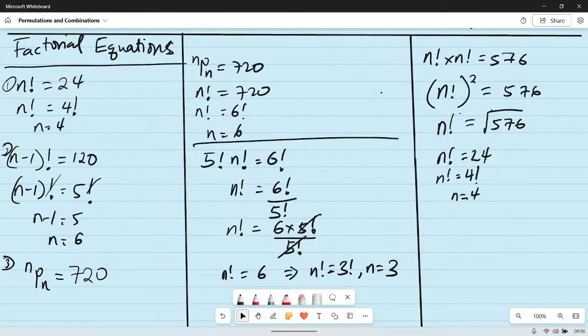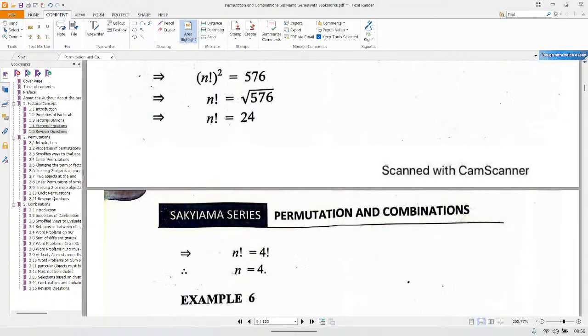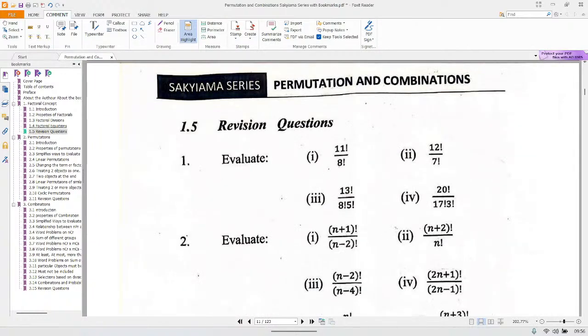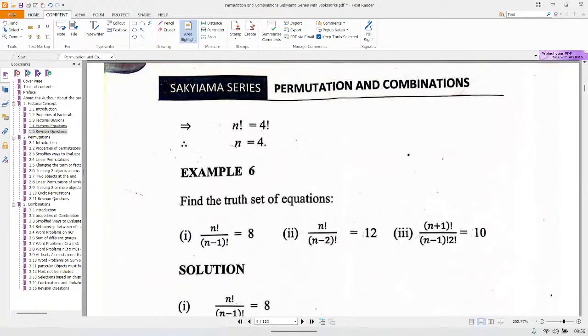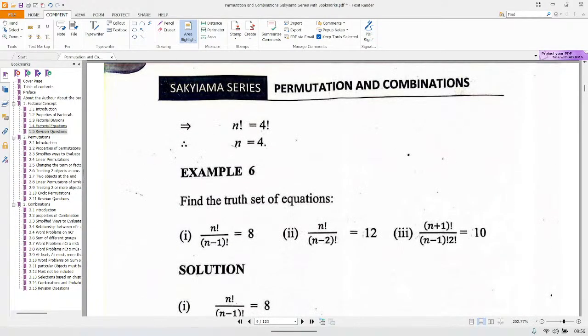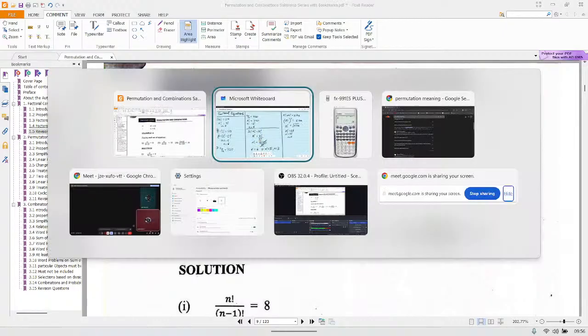Okay, so I'll give you questions that you do on your own, and let me see if you've understood the concept well. I think after this one, there are no more examples. Revision questions. Okay, so do this one: n factorial over n minus 1 factorial equals 8.